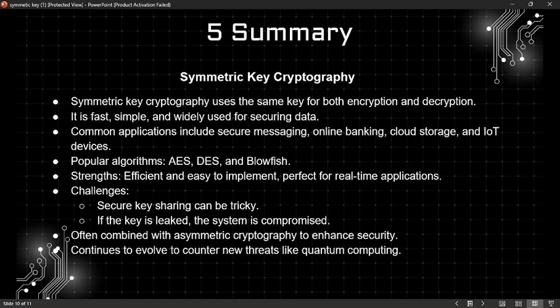Point 5, summary. Here is the summary of the whole presentation. I'm going to read these points for you. Number 1. Symmetric key cryptography uses the same key for both encryption and decryption. It is simple, fast, and widely used to secure data. Common applications include securing messaging, online banking, cloud storage, and IoT devices. We have seen this in the previous slide. Popular algorithms are AES, DES, and Blowfish. These are the algorithms which make data encrypted and decrypted.